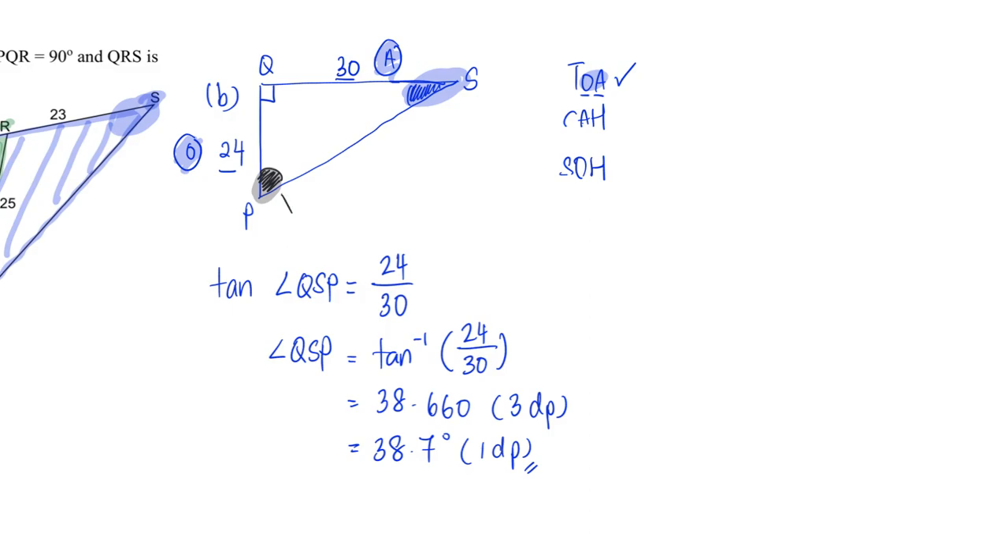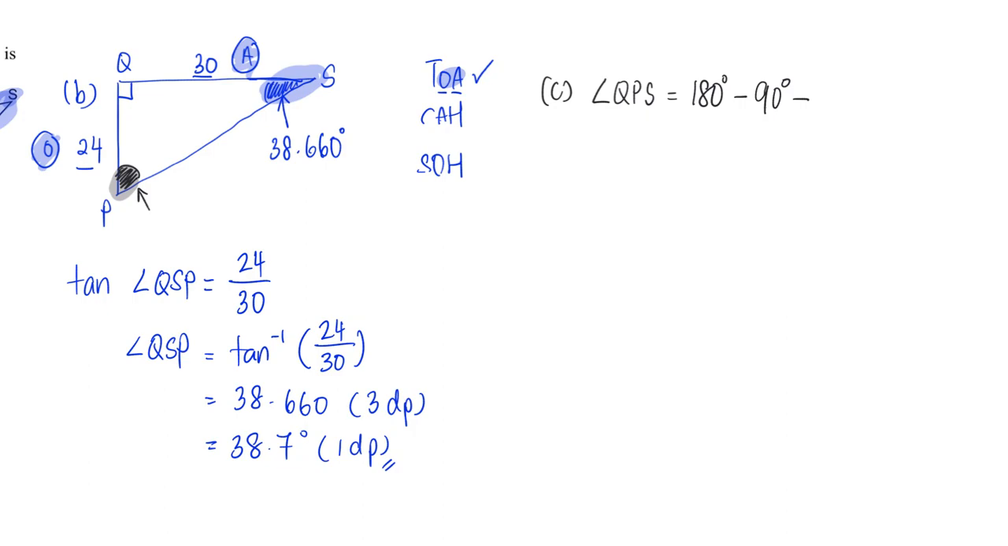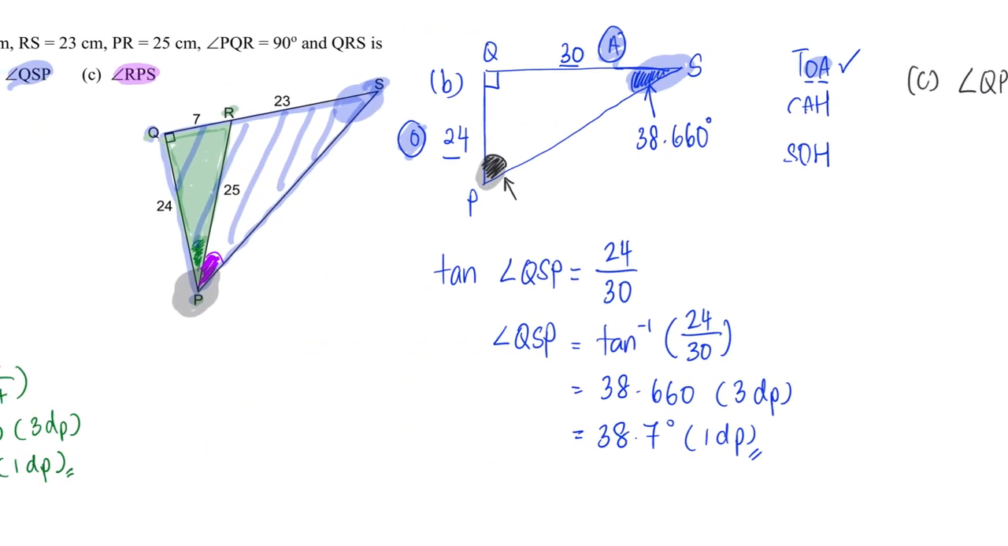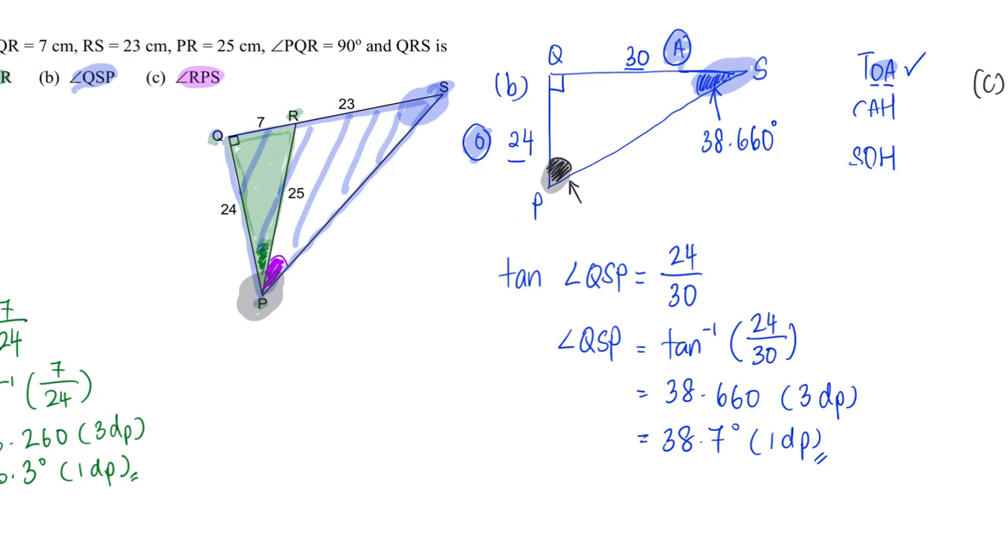Because angle QPS, which is here, now that we know angle QSP is 38.660 degrees, for part C, angle QPS is simply 180 degrees minus away my 90 degrees and minus away my 38.660 degrees to give me a value of 51.340 degrees.